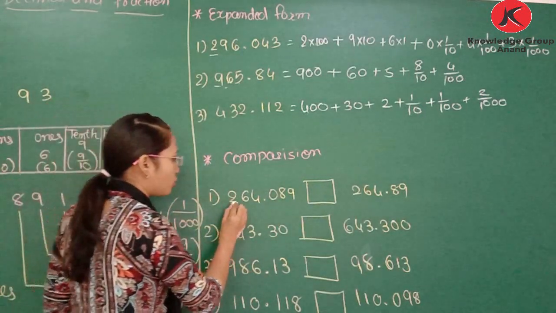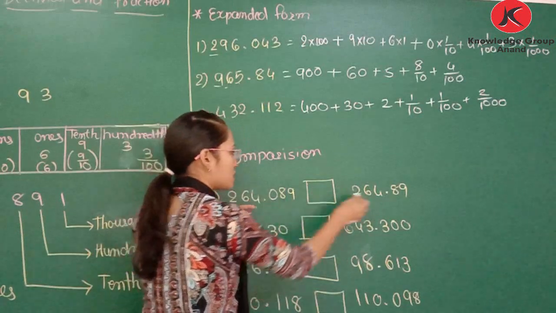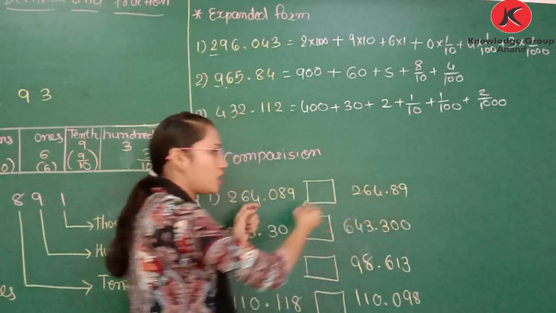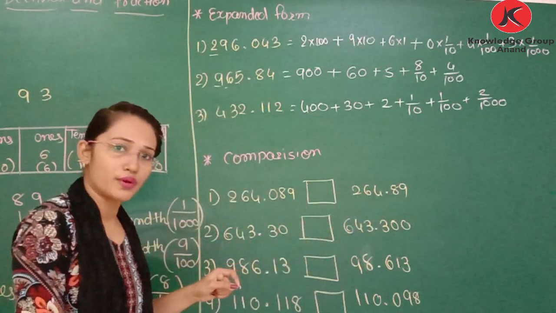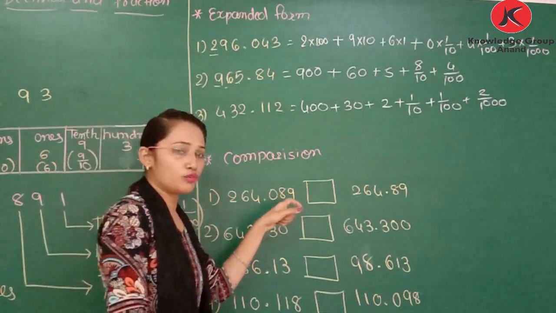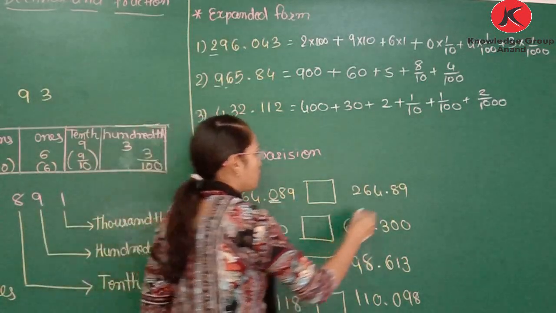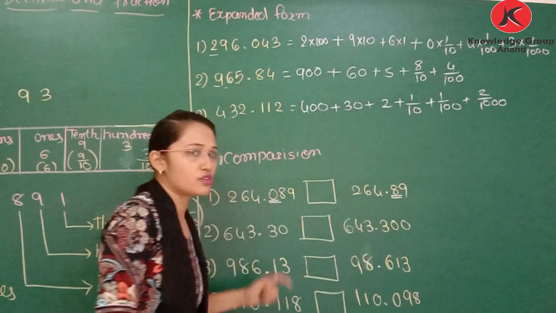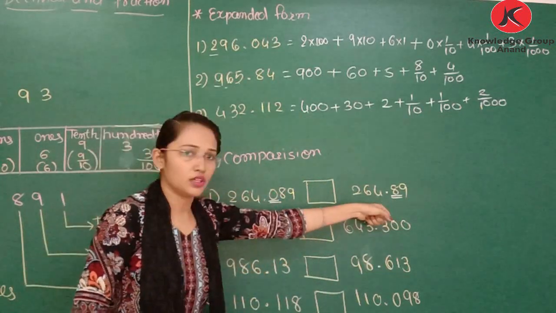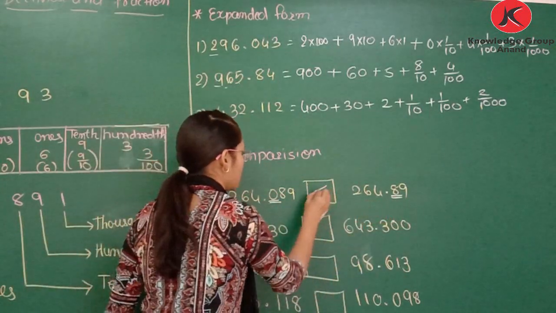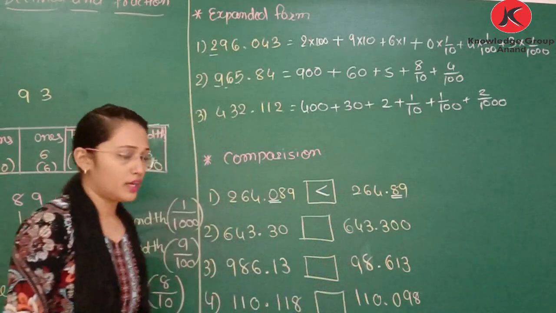So here 2 6 4. All three digits before the decimal point are the same. So we need to move to the next digit. Here the next digit is 0 and the next digit is 8. So which one is greater, 0 or 8? Obviously 8 is greater. So this is greater. Clear?